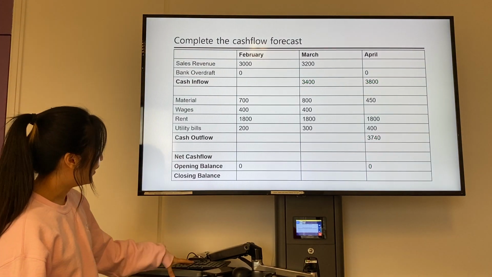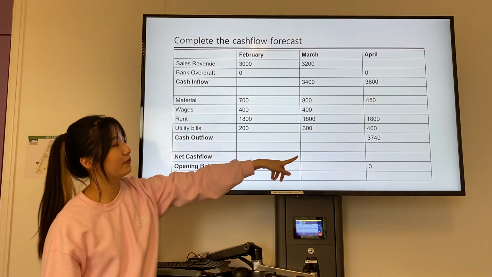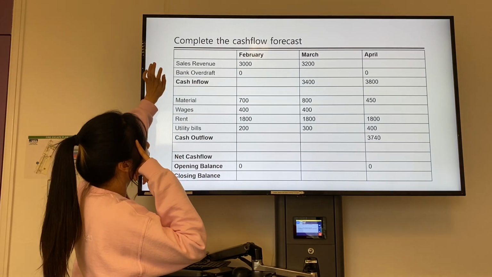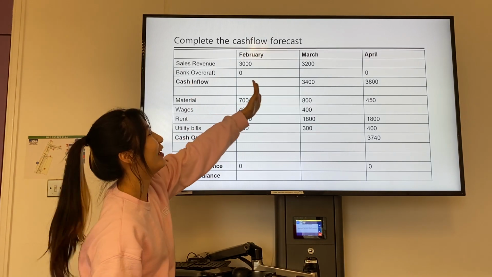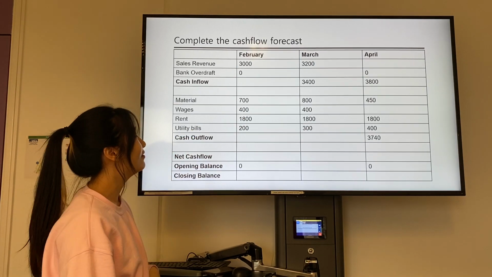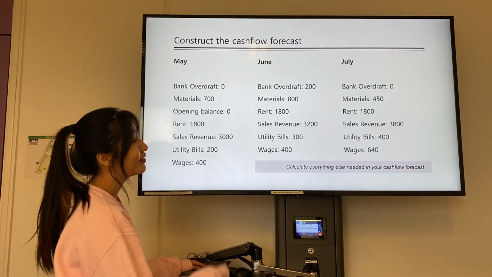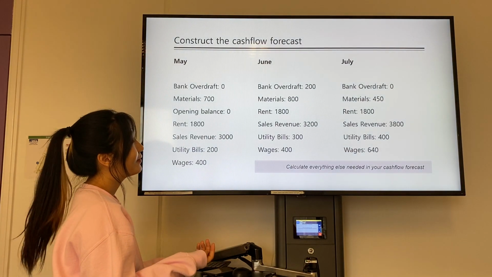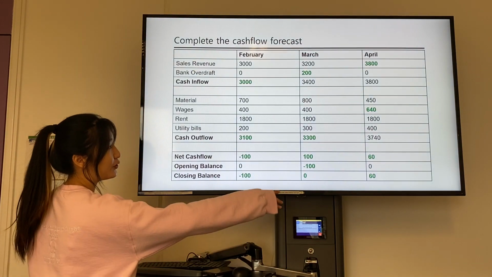Okay. Unlike construct, complete is going to give you a table. So it's going to give you missing numbers. And you'll be like, okay, in February, the sales revenue was 3,000, bank overdraft being 0. How do I find the cash inflow? You add them up, right? So 3,000, write 3,000 in there. These are the cash outflow. Okay, they have that and that and that and that. What's the total cash outflow? It's your job to be calculating them, but then complete is, as you see, easier than construct. They already gave you the table. You don't have to think about the order structure if it asks you to complete something. So, the green numbers are filled in for you. These are the numbers you should have calculated on your calculator.